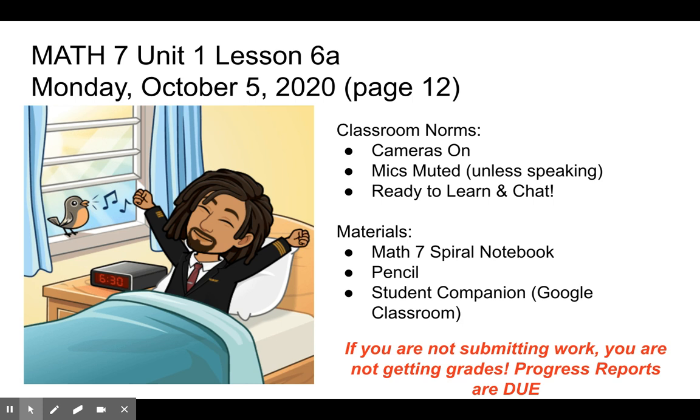Once again, it's Monday, October 5th, 2020, and we are going to be working on page 12 of our Math 7 Spiral notebooks. Our class norms for today, as usual, are that your cameras are to be on at this point. Your mic should be muted unless you're speaking to share with the class, and you are ready to learn and chat. Your materials for today: you are going to need your Math 7 Spiral notebook, your pencil, and there is a student companion for today's lesson in Google Classroom. Remember, you have to use the student companion if you want a grade for today's class.